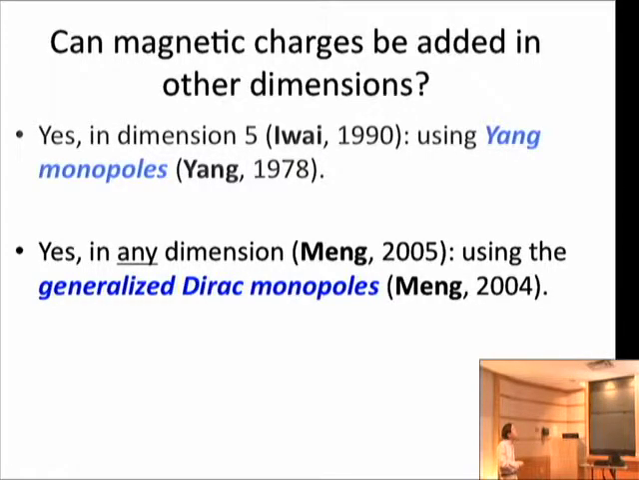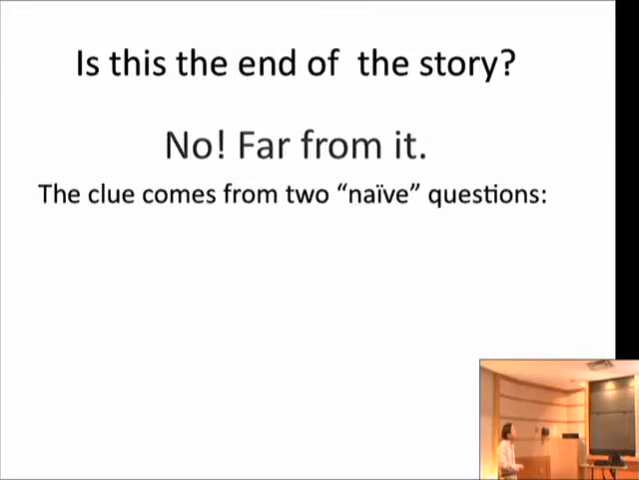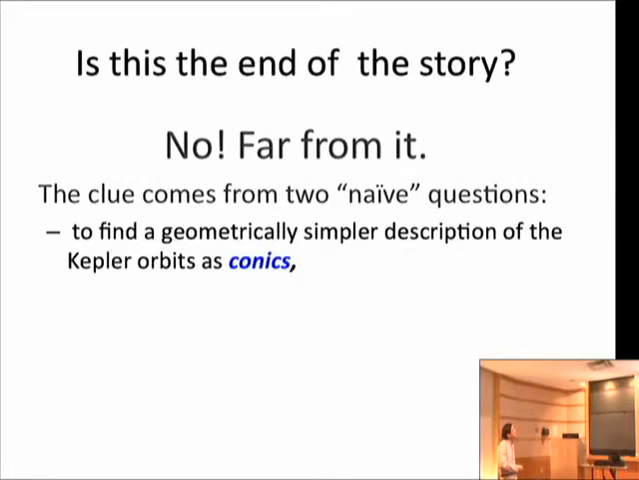I'm doing this problem because partially I want to justify my generalized Dirac monopole work to make sure this really makes sense. Okay, it turns out everything can be done successfully. Now, is this the end of the story? No, far from it. The clue comes from the following 2 naive questions.